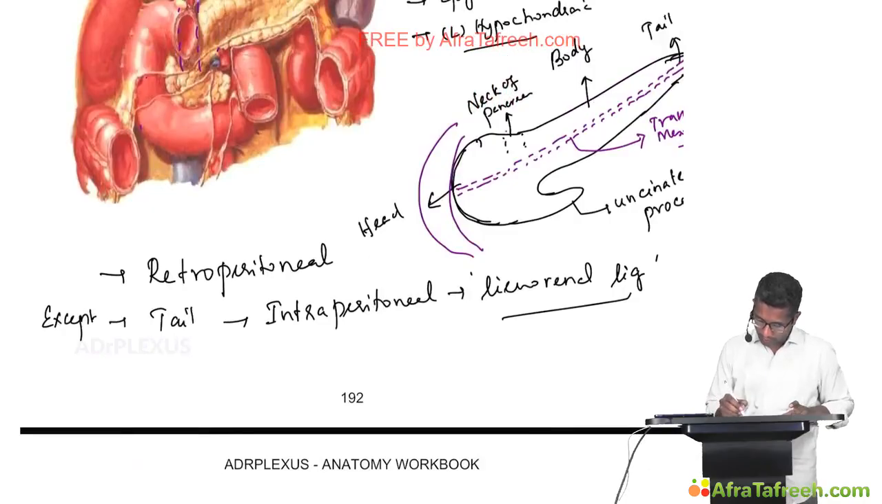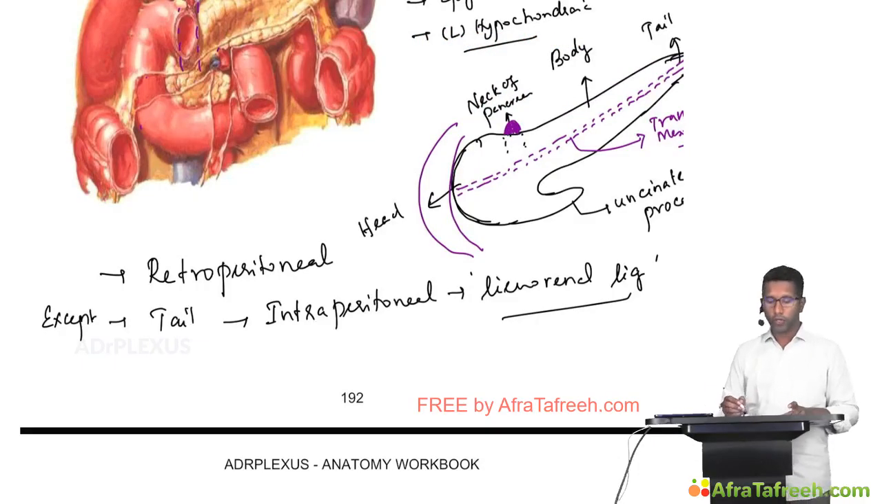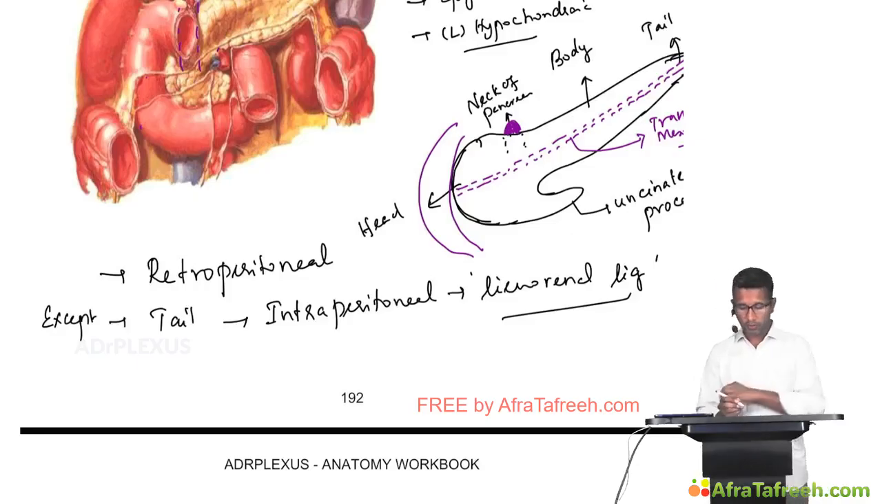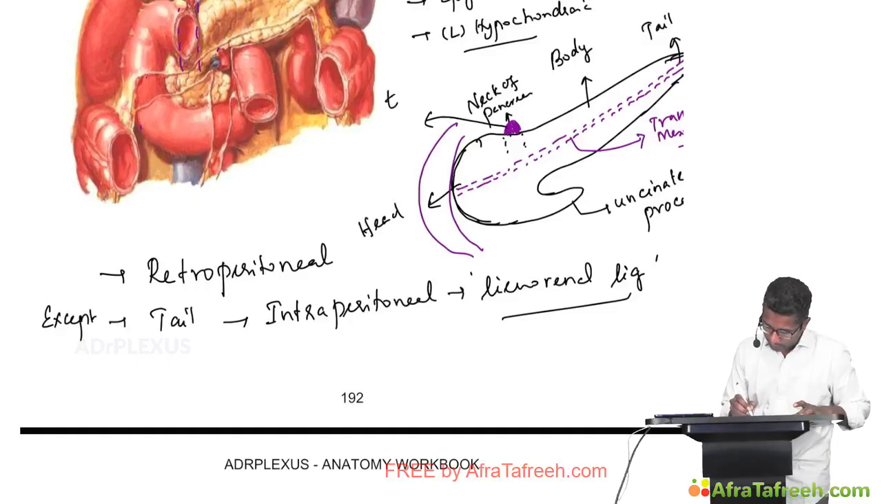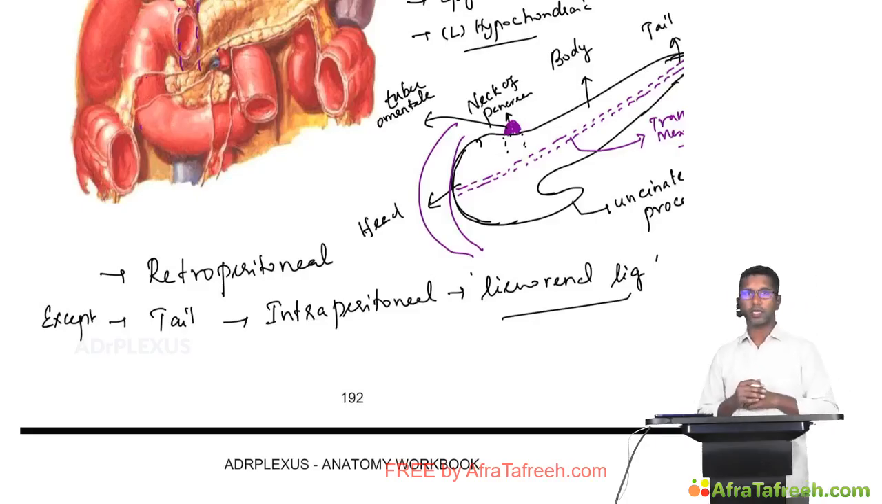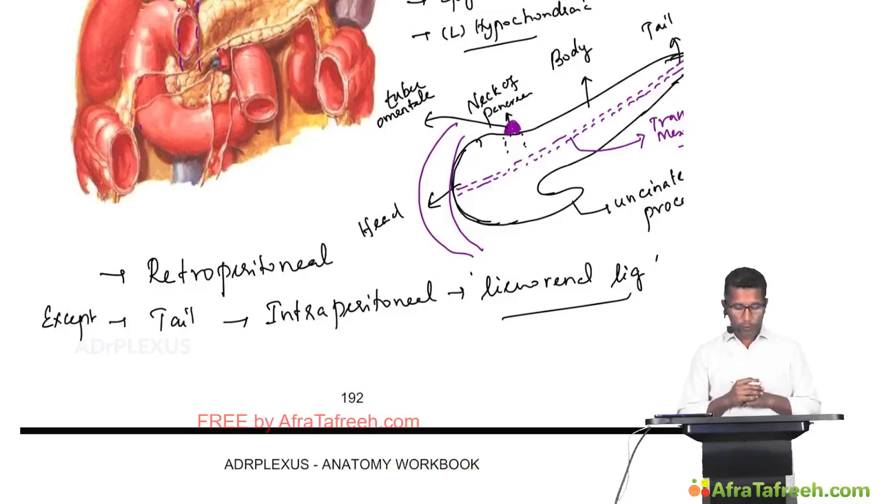Okay, so there is an elevation which is seen here in the neck of the pancreas. This elevation is called the tuber omentale of the pancreas. Why do I want to say about this tuber omentale?